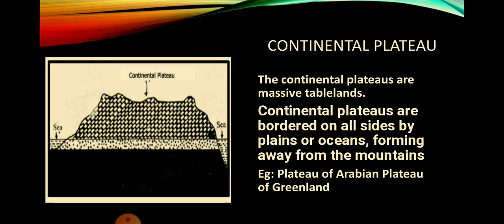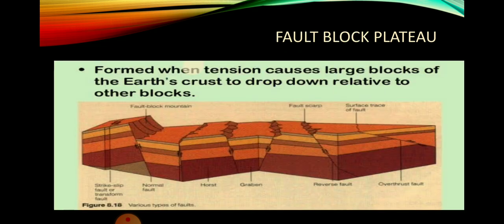Next one is a continental plateau. Continental plateaus are massive tablelands. They are bordered on all sides by plains or oceans. They form away from the mountains, so they are a raised area nearby a sea or a landmass. This type of plateau is also called a continent building plateau. It is a landmass raised from a water body. Plateau of Arabia and plateau of Greenland are some examples of continental plateau.